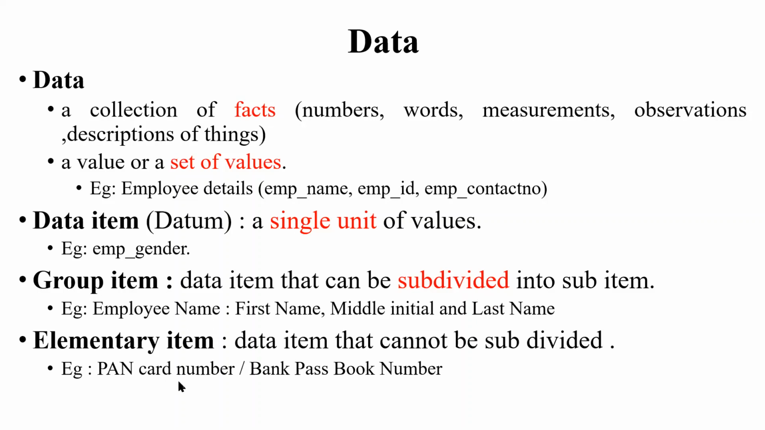That's it. Or we can have a set of numbers, like a PAN card number which has a group of numbers, and even an account number has a set of numbers. We cannot further divide them into sub items. In this, a data item or datum and an elementary item can be considered as similar, which cannot be further divided. Okay, so we understood what is data, group item, data item and elementary item. You can give a simple definition: data is a collection of facts or set of values.